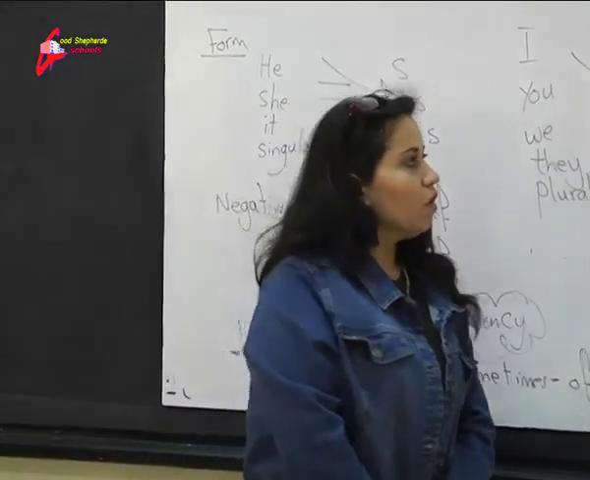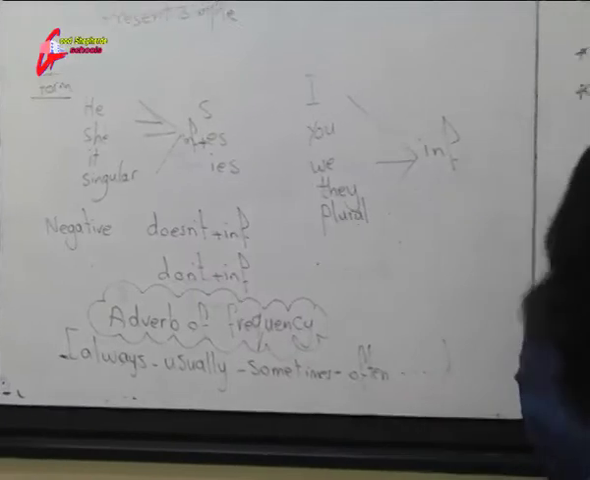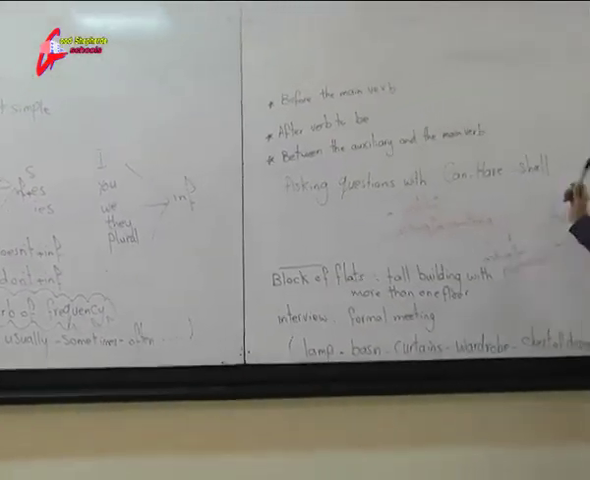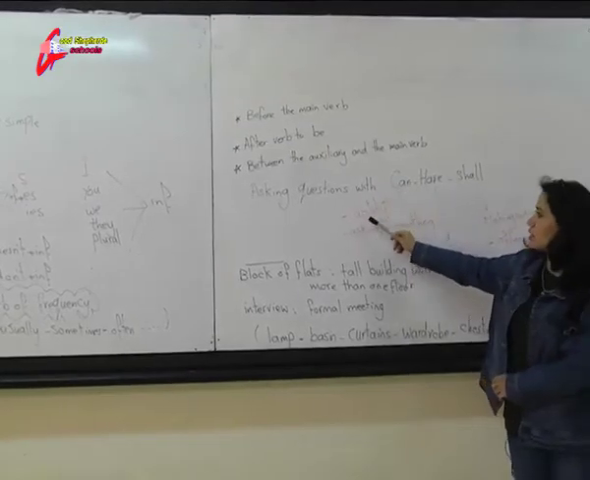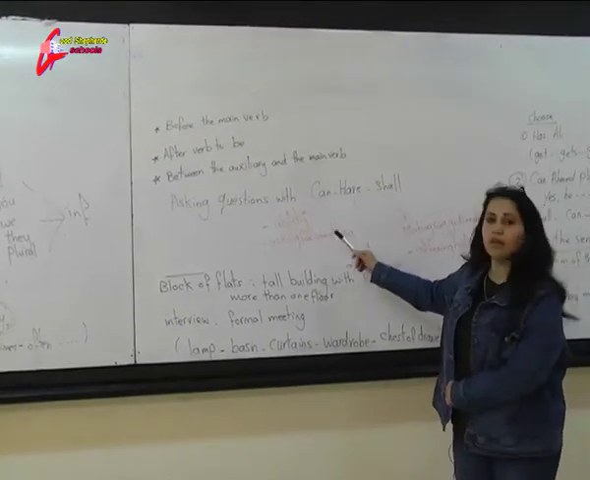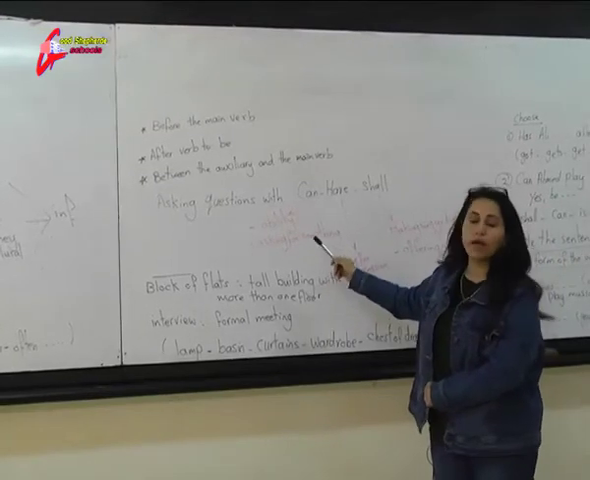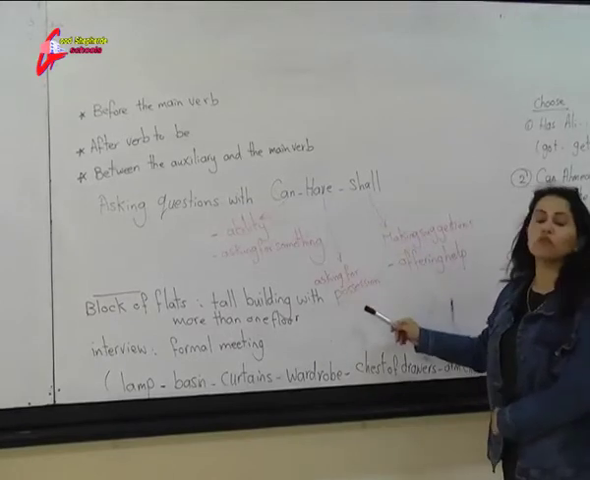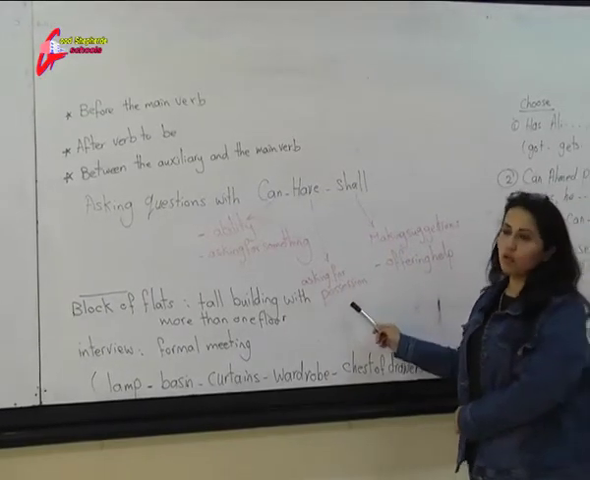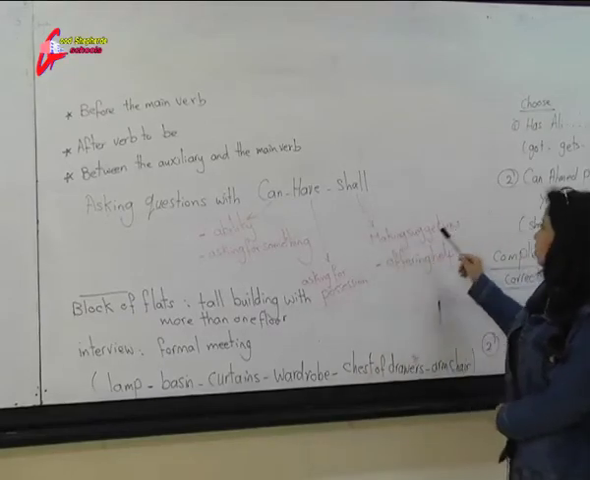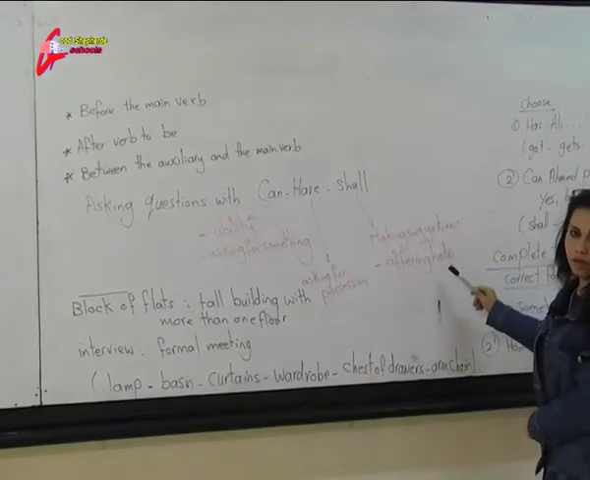okay? We want to know more about asking questions with can, have, or shall. We use can when we are asking about ability or asking for something, like can you help me, or can I have some tea? Okay, for have, asking for possessions, like have you got your notebook? Shall is for making suggestions or offering help.